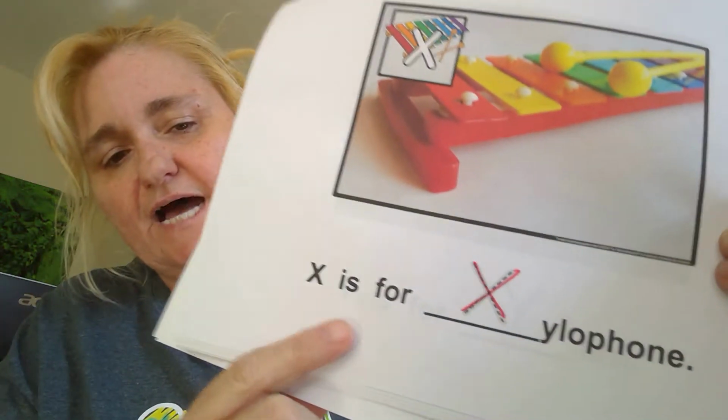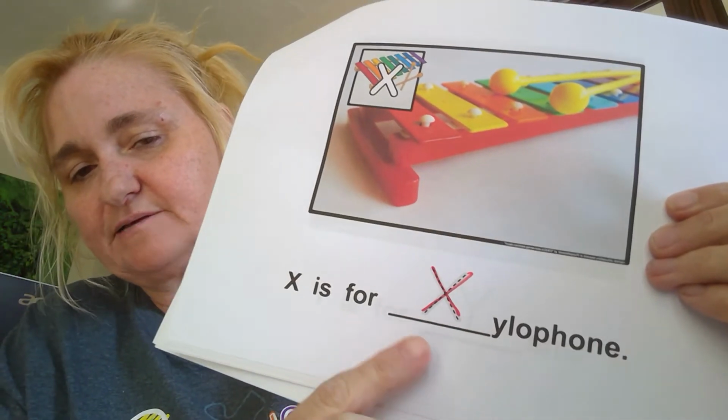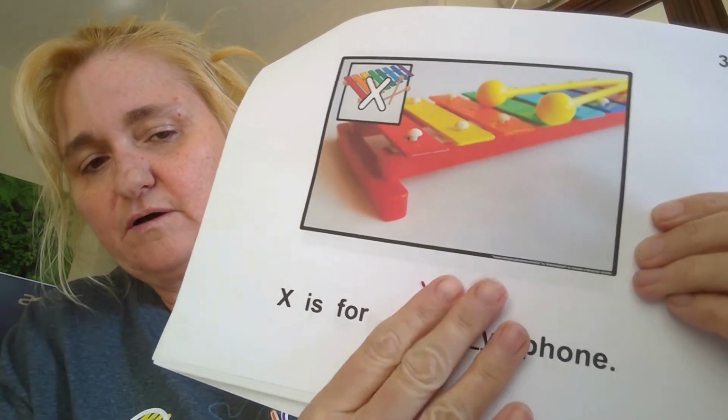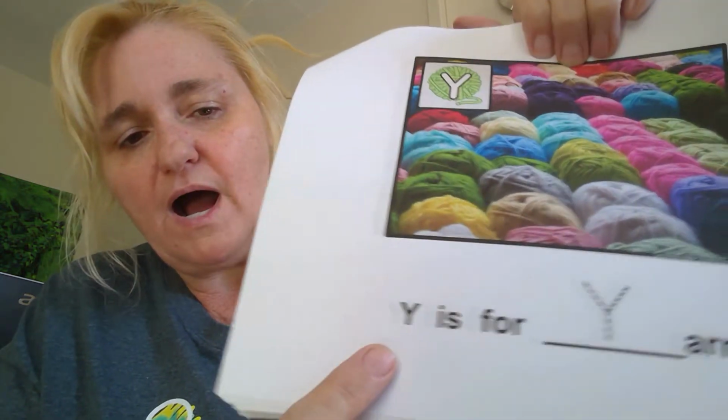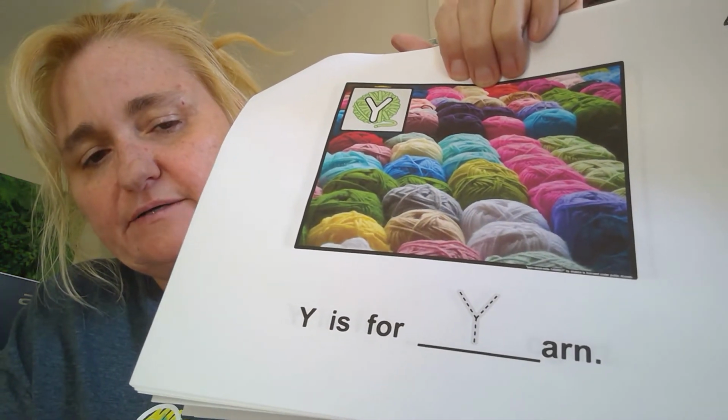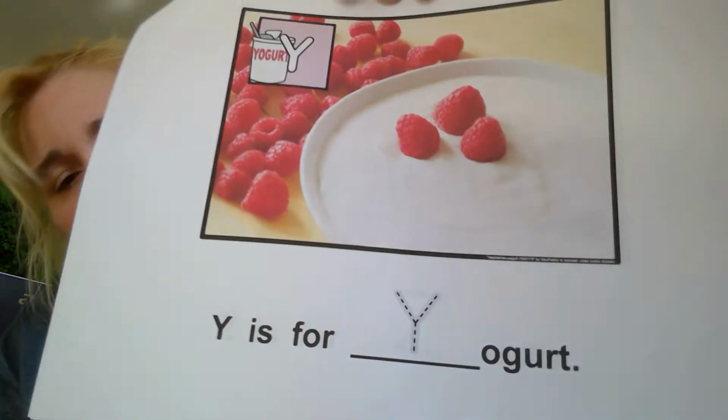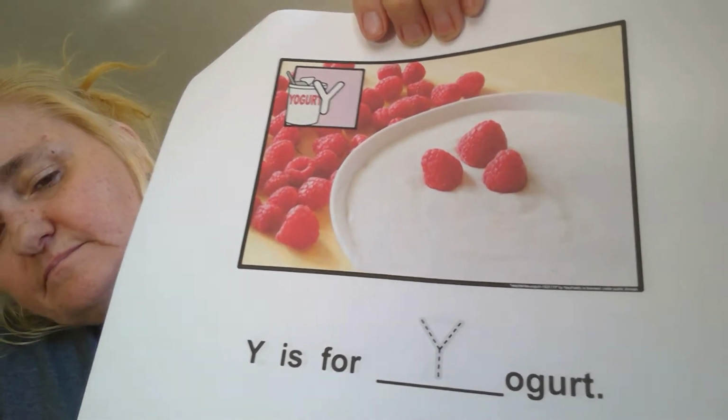X is for xylophone, but since it doesn't make the X sound, we're not going to focus on this word today. And here's some Y words. Y is for yarn. Y is for yogurt.